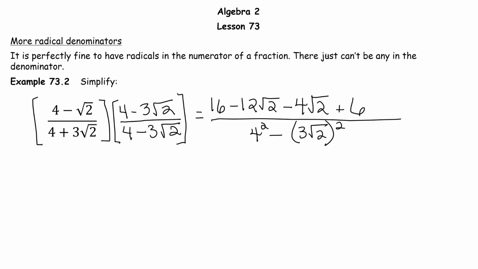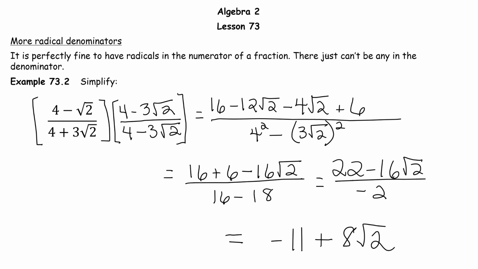And you can see on the bottom there that when you multiply conjugates, you're going to get the first thing squared, so 4 squared, minus the second thing squared. And the second thing is 3 square root of 2, and so that will be squared. So now you will get a difference of squares in your denominator, which will make those radicals be completely gone. And you can see that there is a factor of -2 in the numerator and in the denominator. So if you simplify that fraction, you'll have -11 plus 8 square root of 2.